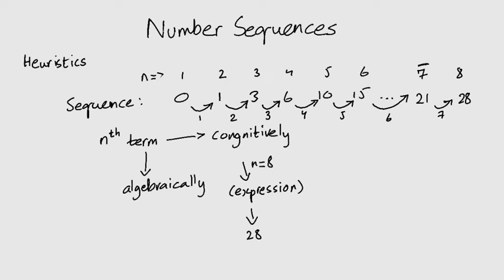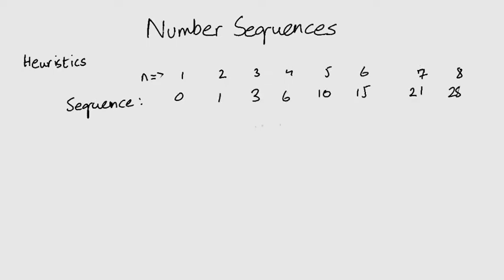Let me clear the space and write the sequence again. Let's study the numbers in the sequence more closely. 0 can be written as 1 minus 1, 1 can be written as 2 minus 1, but 3 cannot be written as 3 minus 1. Oh, let's keep going. Now where the numbers exactly don't add up, let's add something.